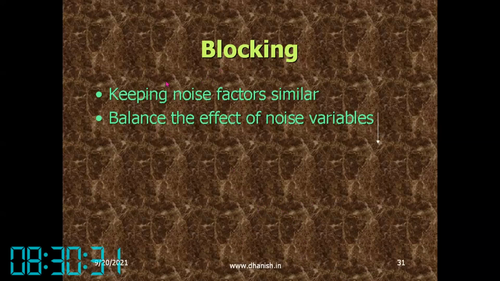In the case of blocking, it's a simple trick. How can we solve this problem for tire life? Same car, left tire you give, say, MRF make, right tire you put JK make. And then we can compare the life between left and right. That is the idea of blocking. So you are balancing the effect of noise variables. In each car, the left and right tires are balanced. In half the cars, the left tire should be JK, and in the other half, the left tire should be MRF. Like that, you have to plan your experiment. That is called blocking.